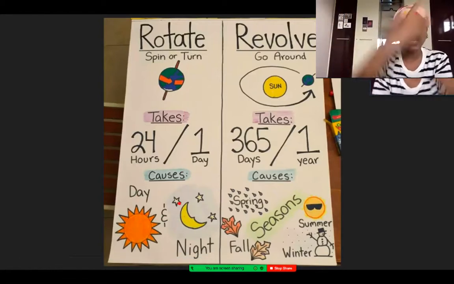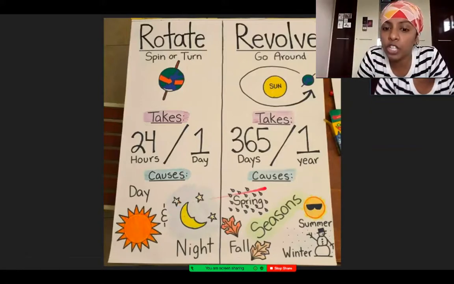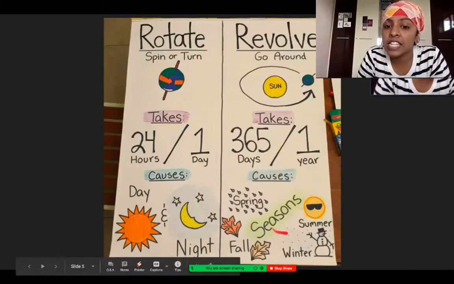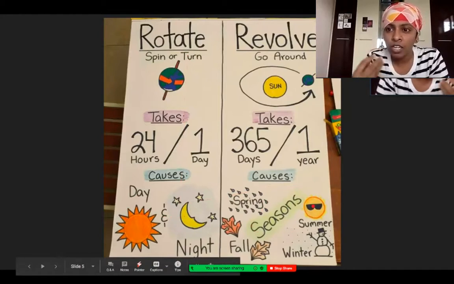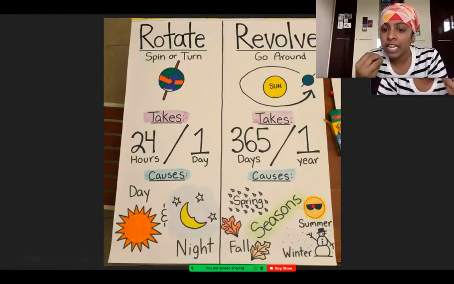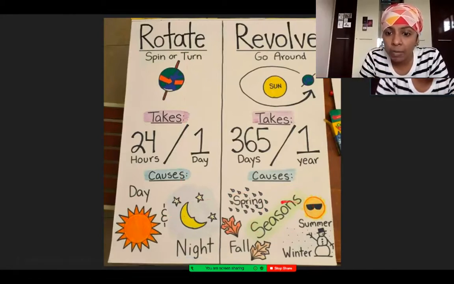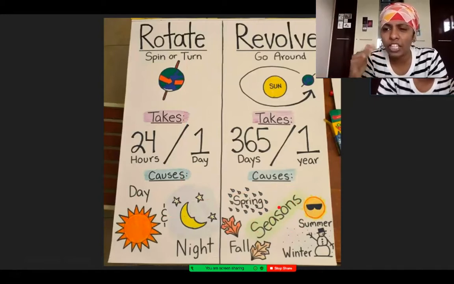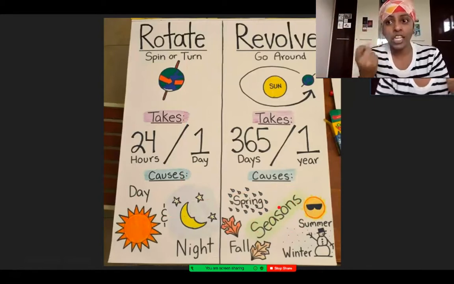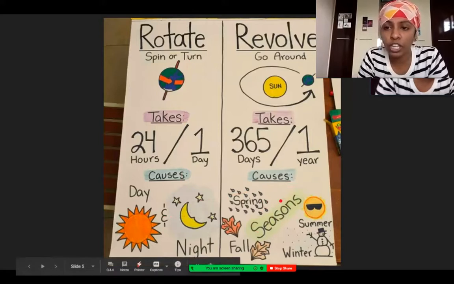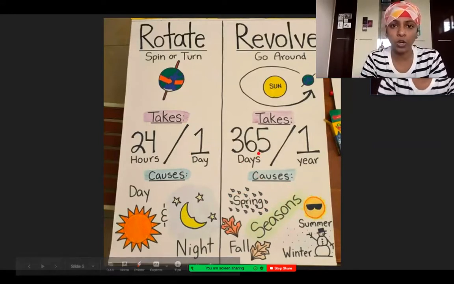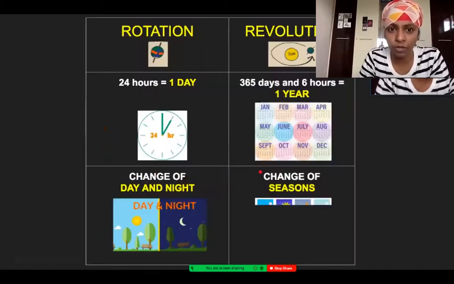And because of revolution kya aata hai? Revolution ke wajah se seasons change hote hain. Summer, winter, spring, monsoon, ye sab seasons jo change hote hain, barish aata hai, bahut dhoop rehta hai, snow aata hai, ye sab revolution ki wajah se hota hai. Okay, so this is the difference between rotation and revolution.